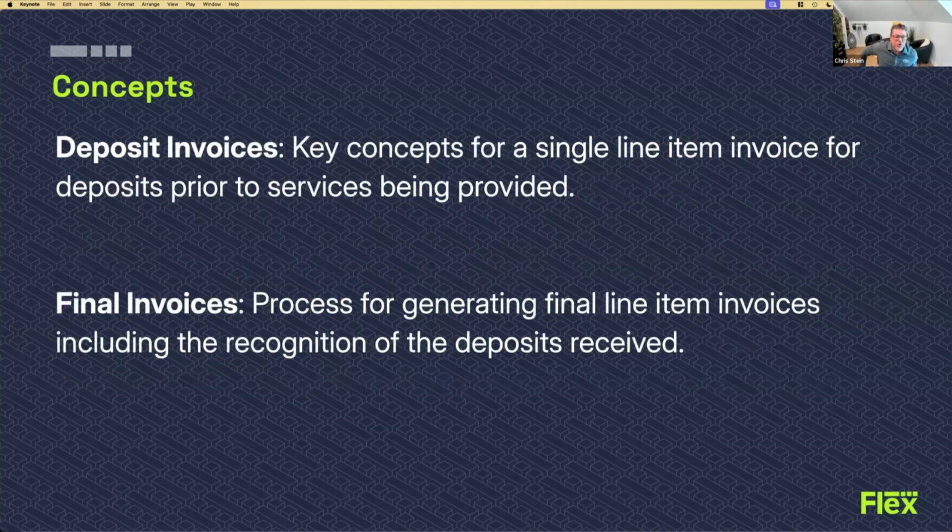Some key concepts when we get into deposit invoices, just want to make sure everyone's aligned. Typically, deposit invoices are either a single payment sent for a deposit amount, or they are true deposit invoices. Typically, they are single line item invoices for deposits prior to the services being provided to your end client. For the final invoices, if you're using that process, we recommend generating final line item invoices, and that includes the recognition of the deposits that you received previously to offset that in the final invoice.